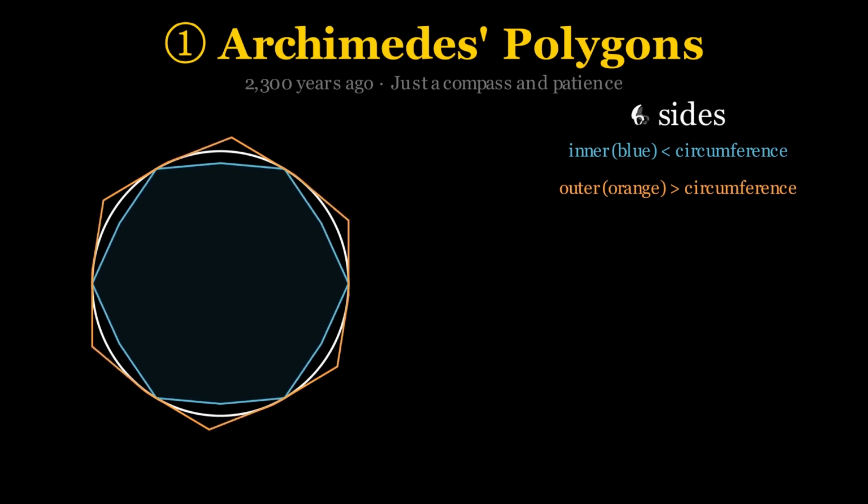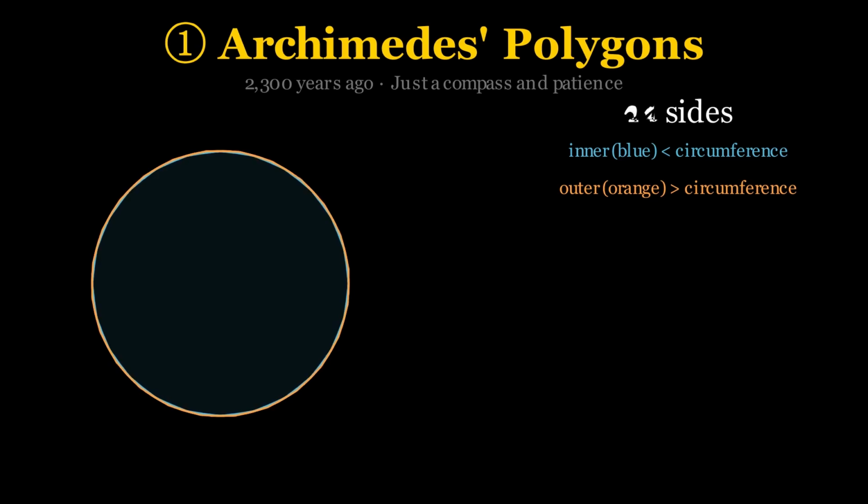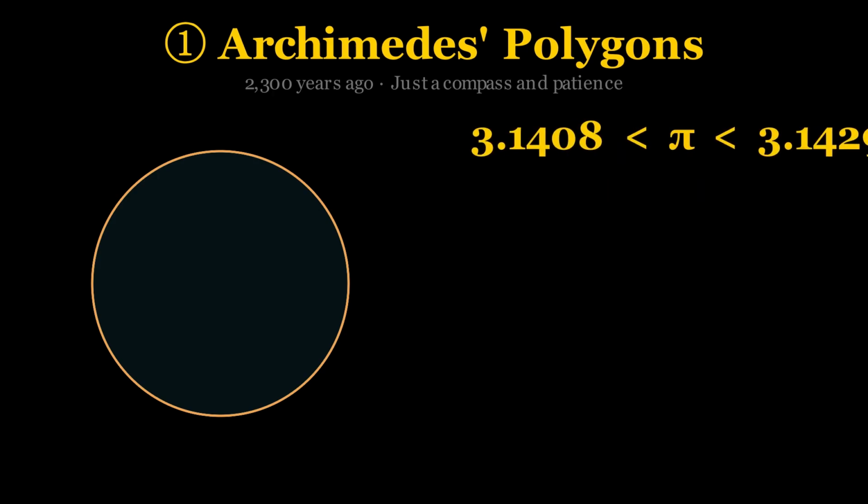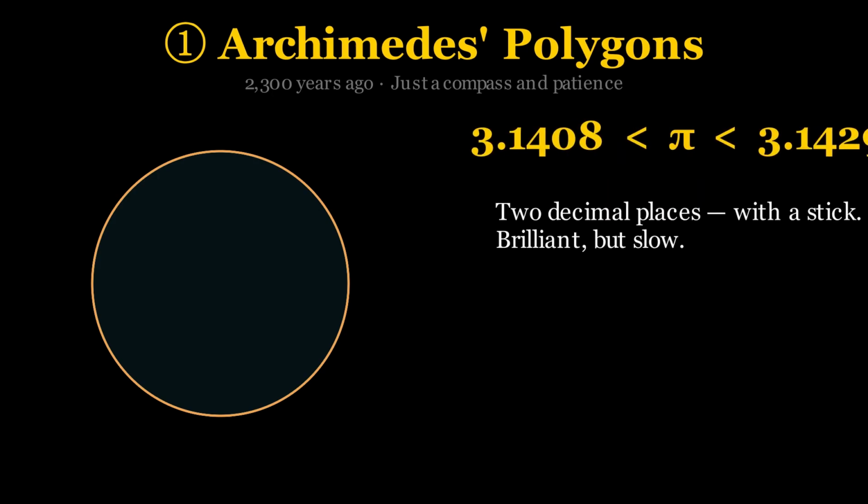Now keep adding sides. The polygons squeeze in from both directions. He worked up to a 96-sided polygon by hand and got pi between 3.1408 and 3.1429. 2 decimal places with a stick. Brilliant, but slow. Number 2.